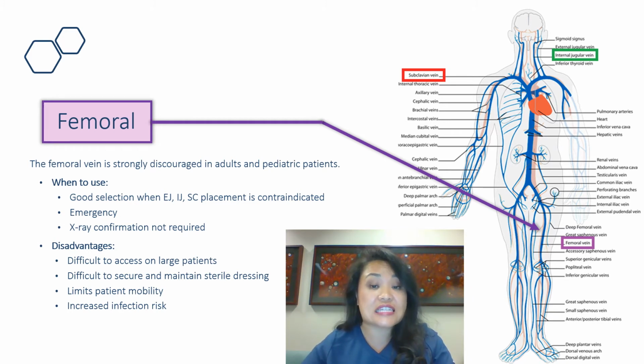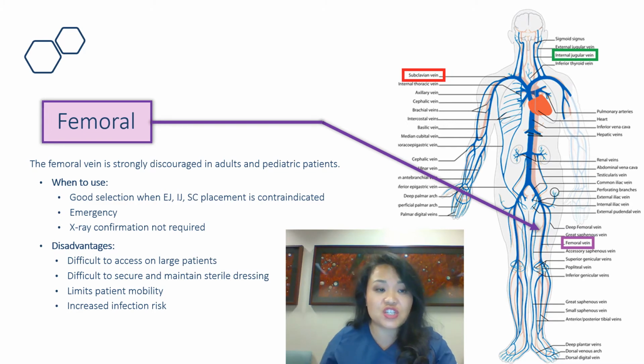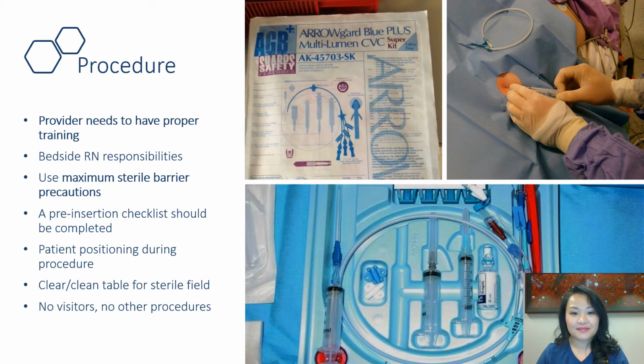It's difficult to secure and maintain a sterile dressing. It also limits the patient's mobility. And there's an increased infection risk due to the location. Now that we talked about the different locations that the line can be placed, let's talk about the actual procedure itself.